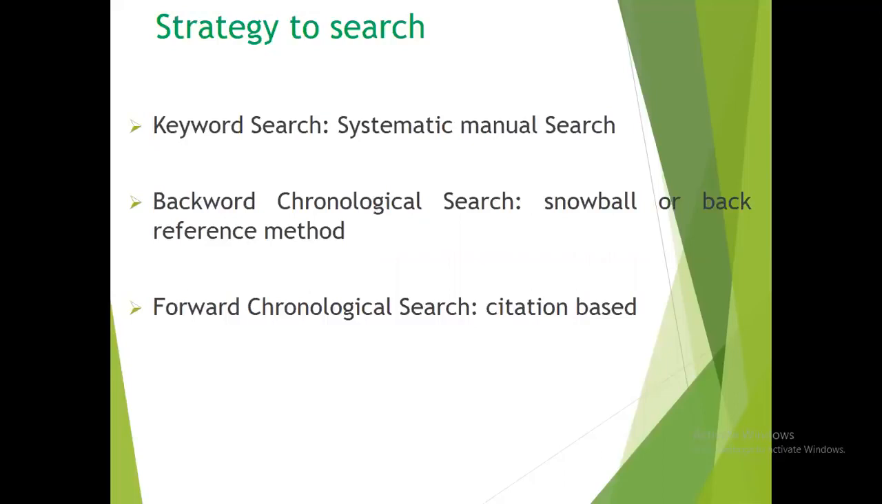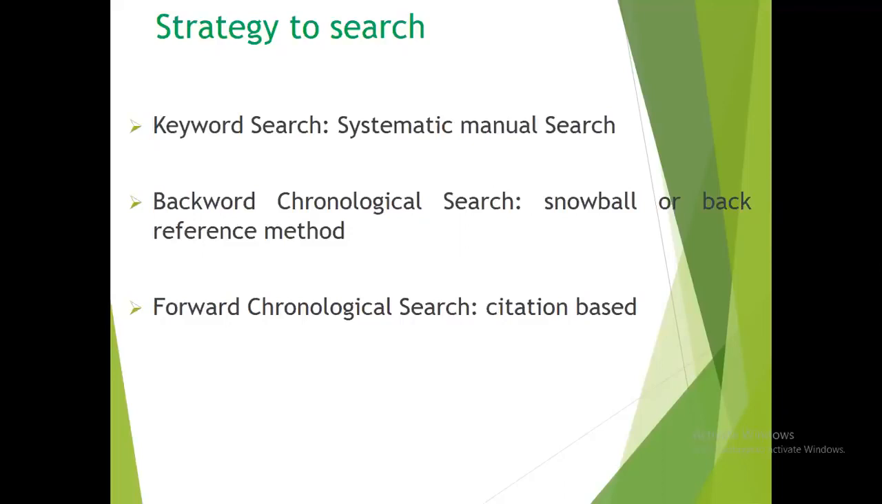Out of these three, the first one is the very conventional one, that is the keyword search. That is basically the systematic manual search. By writing a particular keyword related to that topic, you can do the analysis and you can find the research articles. That is very conventional for any kind of researchers.